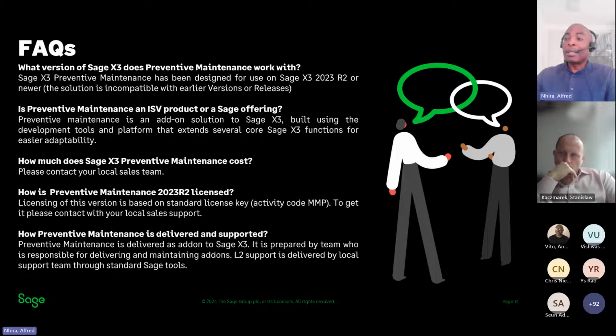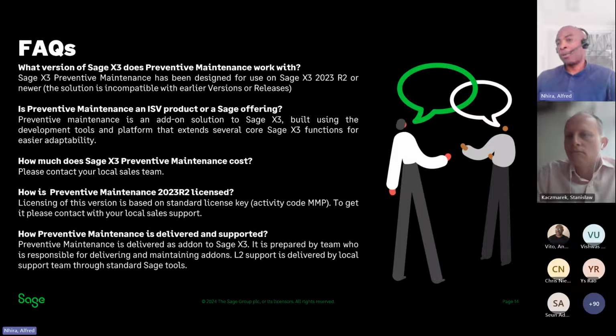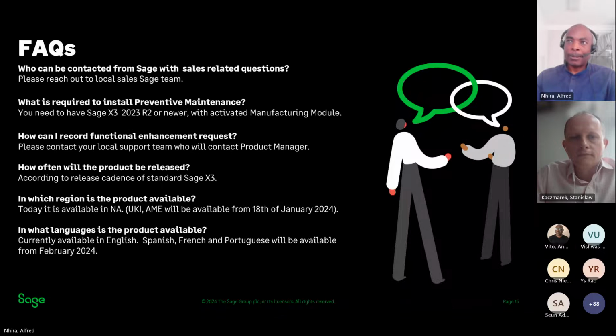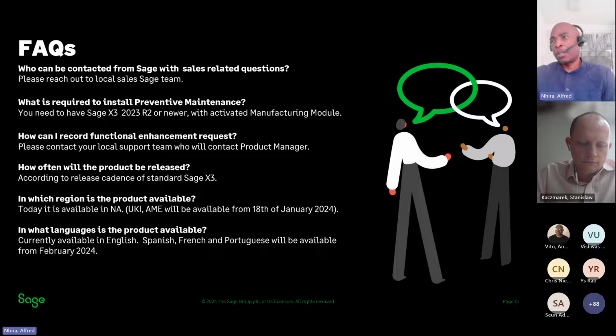How is it delivered and supported? It follows the normal channel that you follow with the rest of X3, where you log your tickets with the local support, and then that is channeled to the right resources. Who can be contacted when it comes to sales-related questions? Contact your local sales team.